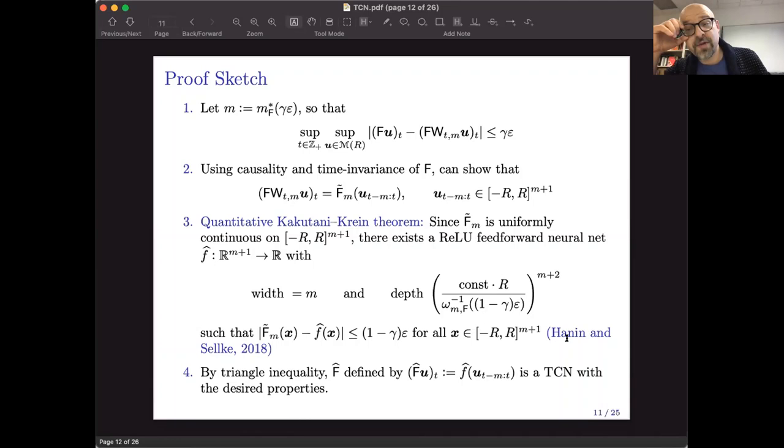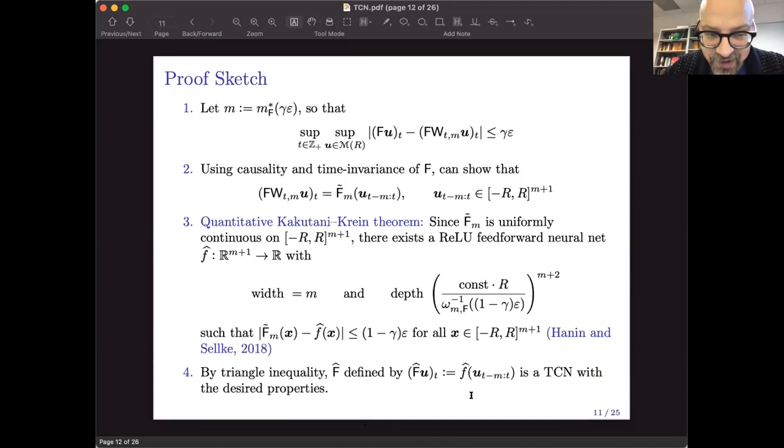If you're familiar with results like the Stone-Weierstrass theorem, they tell you that if you have a class of functions which forms an algebra and can separate points, then you can approximate all continuous functions on a compact set by elements of that algebra. This is a version of that where, instead of an algebra, all you need is a lattice operation. So you need min and max as your basic operations to replace multiplication. The Kakutani-Krein theorem says that once you have the lattice structure, you can have universal approximation, and Hanin and Sellke actually quantified this. So once we forget everything happening outside the window of length M, we can just use the classic ReLU neural net approximation result. And the rest is just the triangle inequality. You stitch everything together.